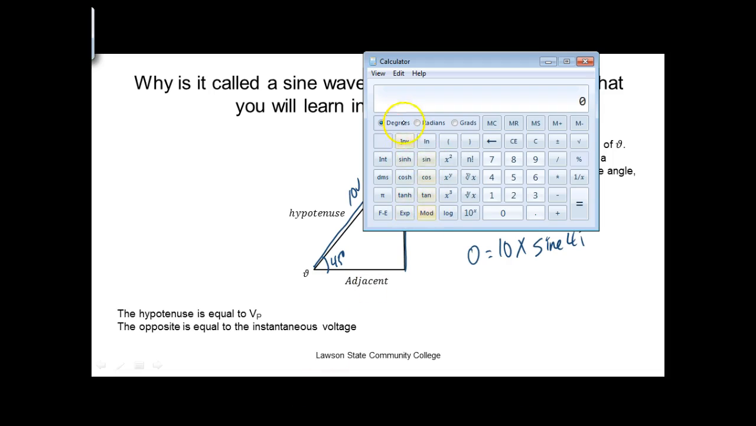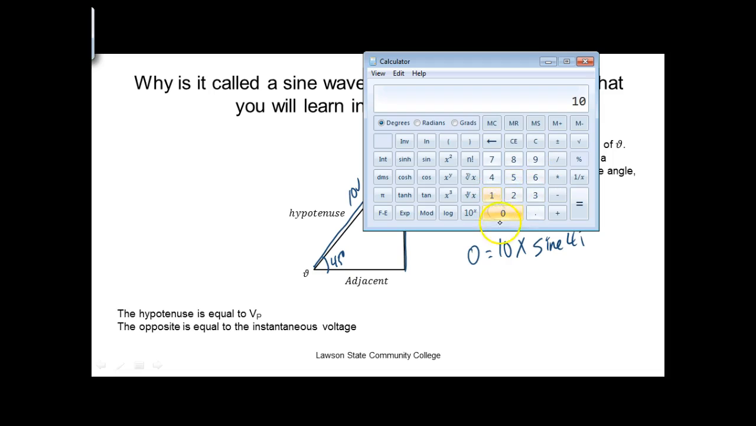So this is your scientific calculator. There's the sine. See that? So I'd say 10 times, I might have to do this backwards. We'll say 45 sine equals 7.07 volts. Which, I told you, is 0.707. That's a number that's going to come into play. If I say 10 times the sine of 30 degrees, the sine of 30 degrees is 0.5. So that's exactly half.